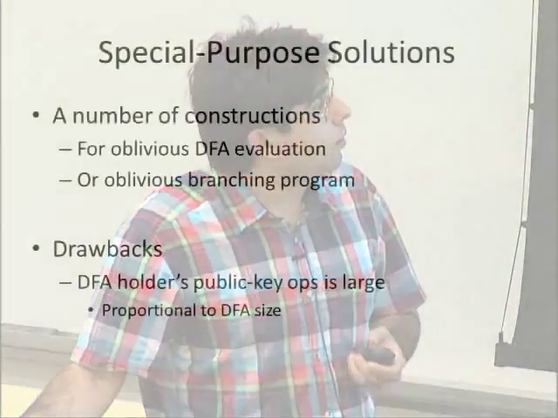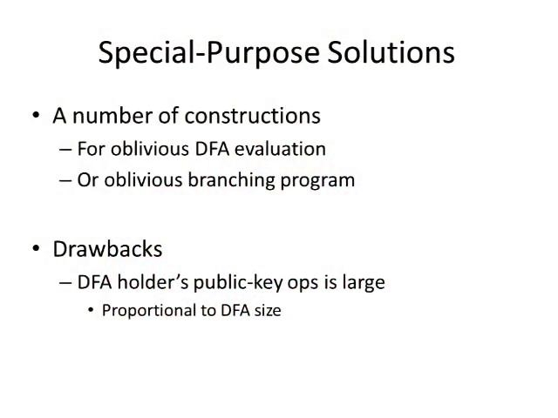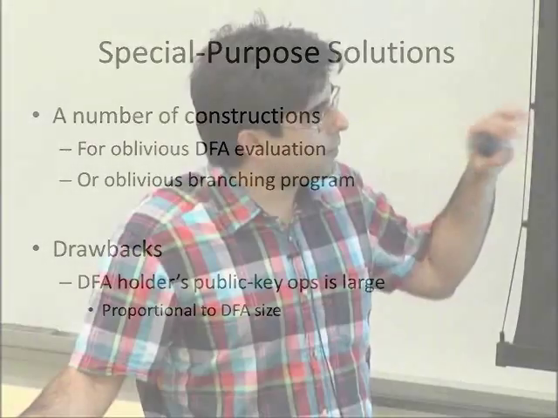But again, one of the main drawbacks in everything that I've seen so far in these protocols is that the number of public key operations is fairly large. It grows with the size of the DFA, and as we will see, especially in IDS applications, the size of the DFA is really big. This can get expensive really fast, right? So you really want to minimize the number of public key operations you have to do in your protocol. That's the main drawback.